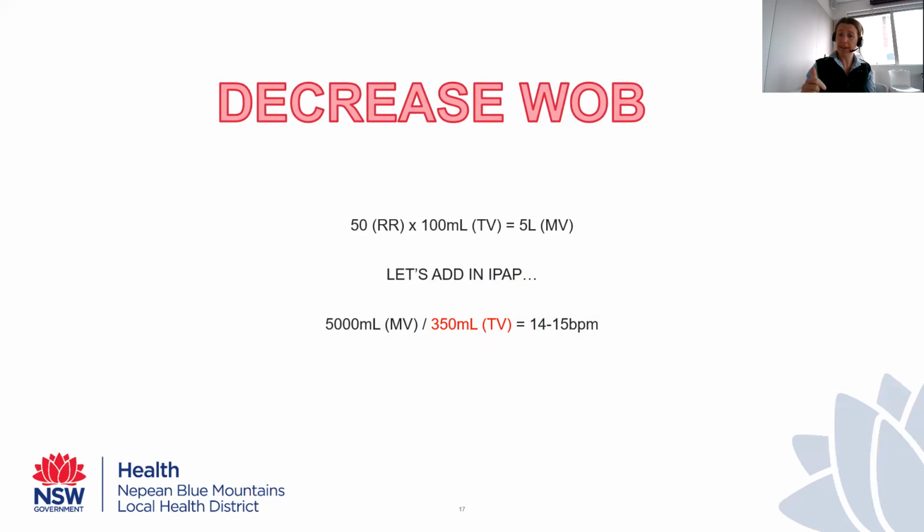And now, because I've added in IPAP, I've actually increased their tidal volume. So the mils they're taking each breath to 350, which for most adults is still very, very small. I wouldn't say very, very small, but it's quite small, but it's still much better than 100 mils. So now we've increased their tidal volume a little bit, and suddenly to get the same minute ventilation, we've decreased our respiratory rate to 14 or 15 breaths per minute.